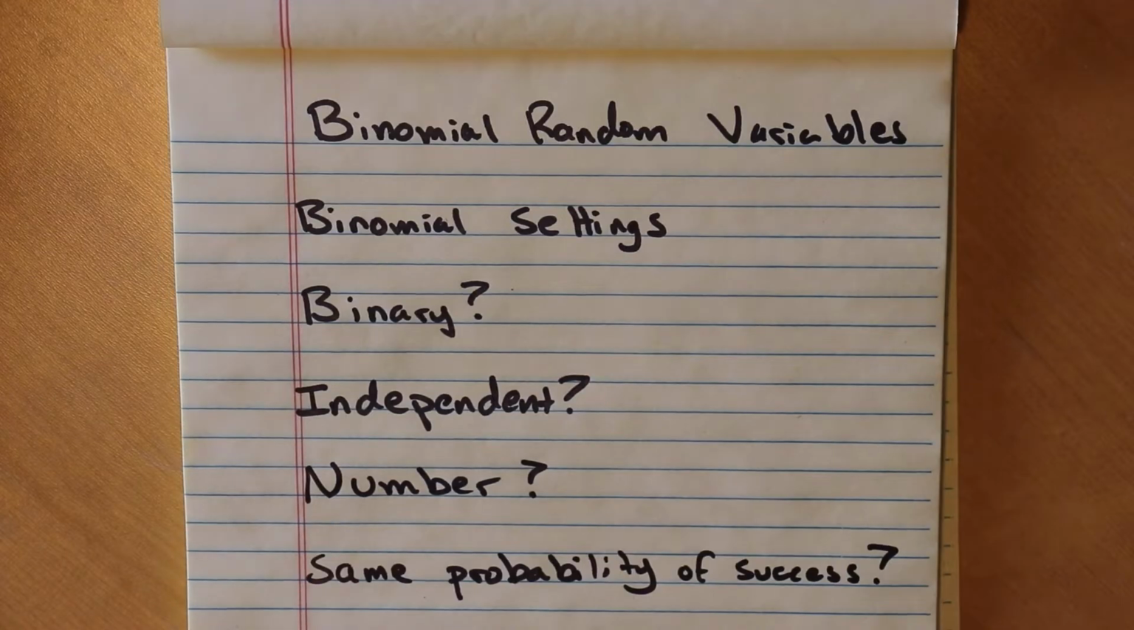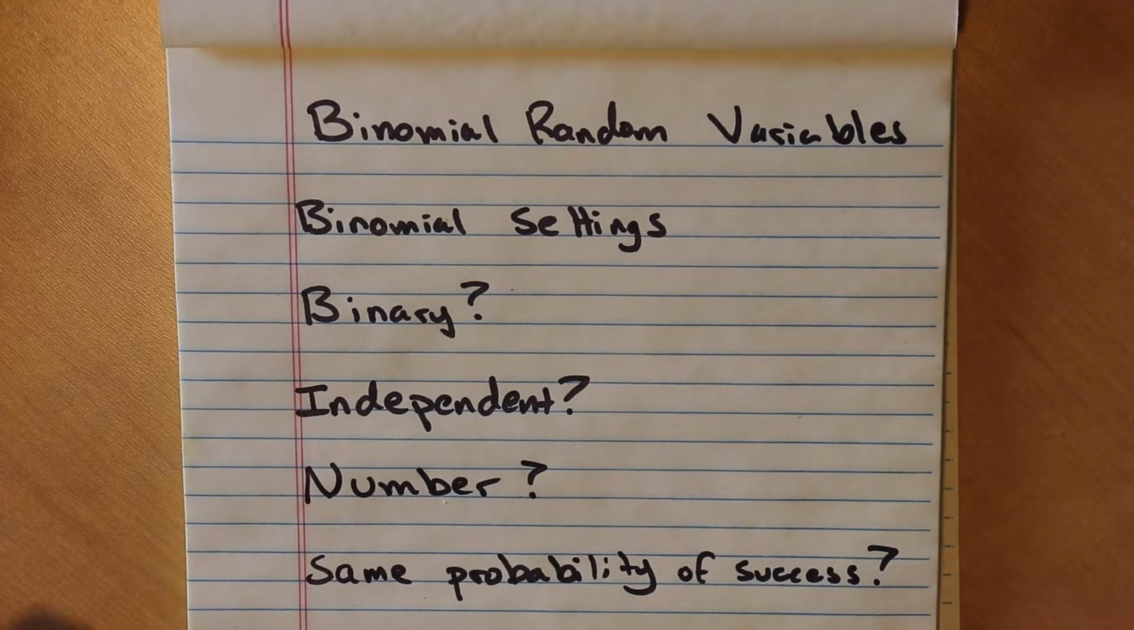The last thing we're going to look at is that they have the same probability of success each time. The coin will always be 50-50. The probability of red, 18 out of 38 each time. So the same probability of success needs to happen.